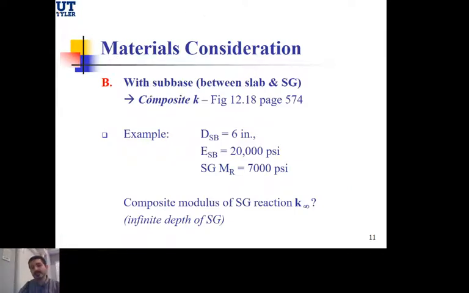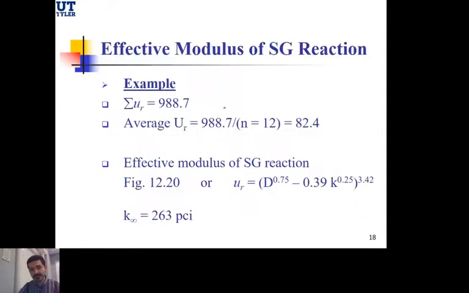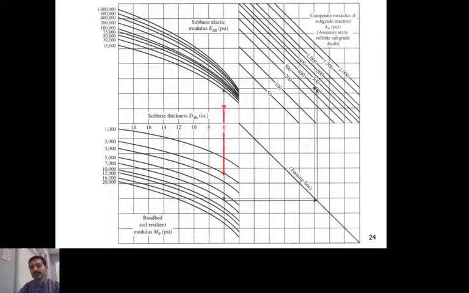Case B is with having a sub-base, and we need to go through figure 12.18 on page 574, which looks similar to what we covered in the previous example. So let's go back, and here, how can we get the K value? First, it's a 6-inch sub-base, as explained in the problem. Then we go upward and downward. Upward to pick the sub-base elastic modulus, and downward to pick the soil resilient modulus for the month of January. And we're going to keep doing this 12 times.